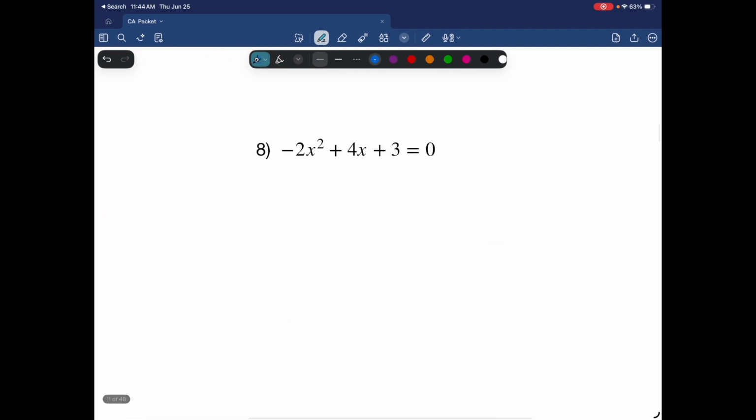On 8, the first thing we want to do, in order to do this completing the square stuff the right way, is make sure that leading term is positive 1. So what we're going to do here is divide everything by negative 2.